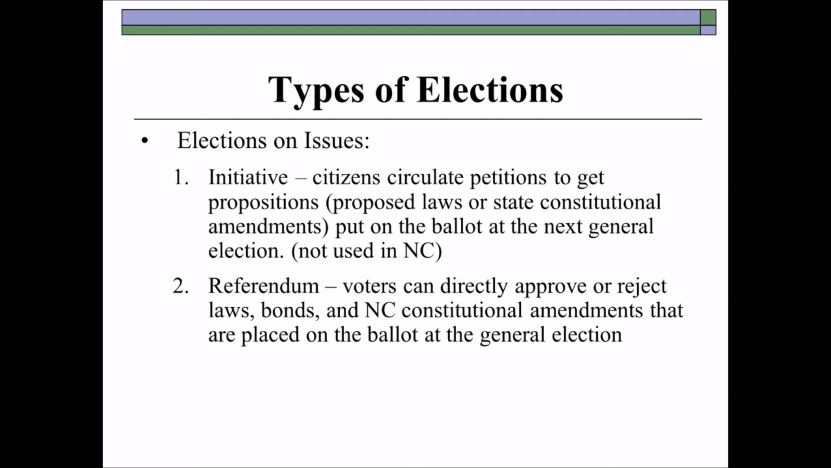However, in North Carolina, we do constitutional amendments by referendum. The most famous one would be the gay marriage ban in North Carolina, done by constitutional amendment. So we have in the North Carolina State Constitution a ban on gay marriage. That was a result of a referendum where voters got to actually vote to approve or disapprove of that particular amendment. So that is a referendum.